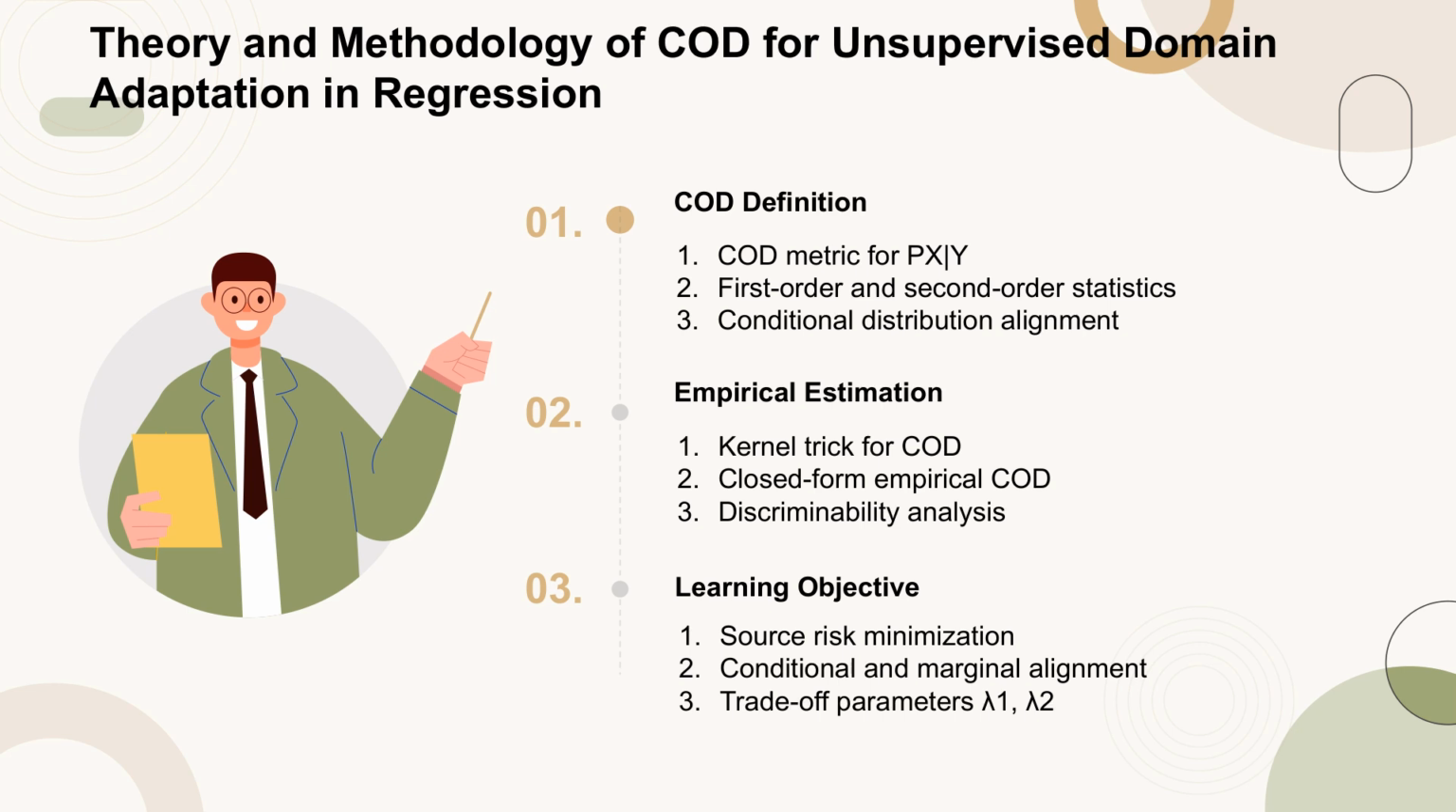The learning objective for COD-based DR modeling involves minimizing the source risk while aligning both the conditional and marginal distributions, with trade-off parameters lambda1 and lambda2 balancing these objectives.